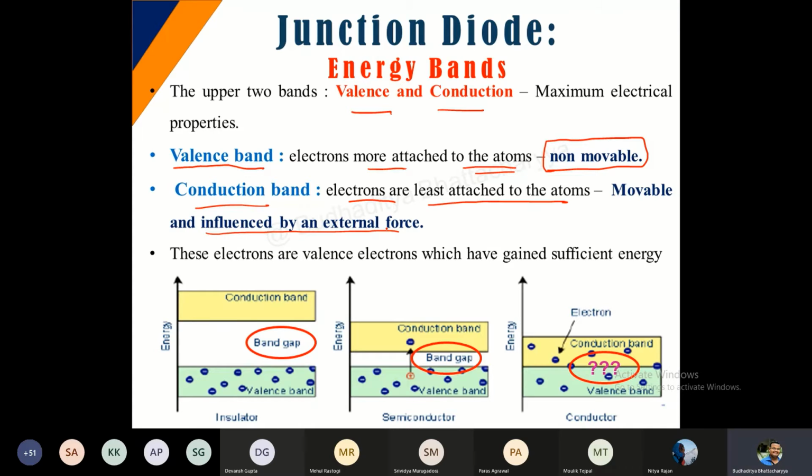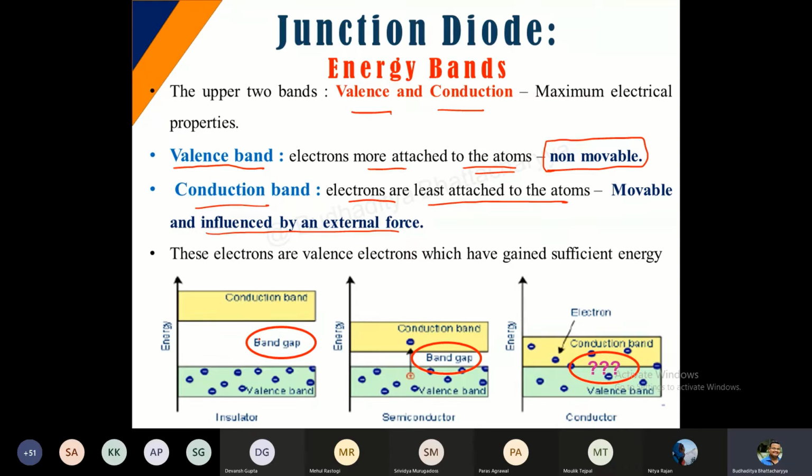So we can add an external force. Here is a potential. We are adding some voltage source or power source, something like that, which will enable the movement of the electrons. And naturally, the current will flow in the opposite direction. So if you observe carefully, we have categorized based on the energy band. We can categorize these materials into three types.